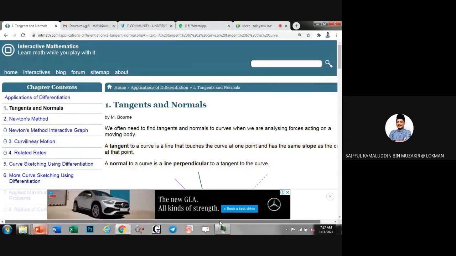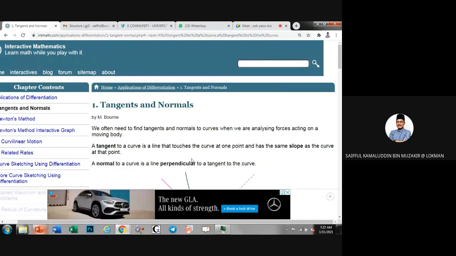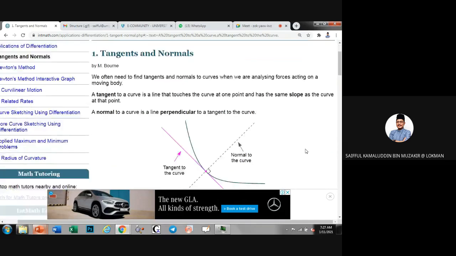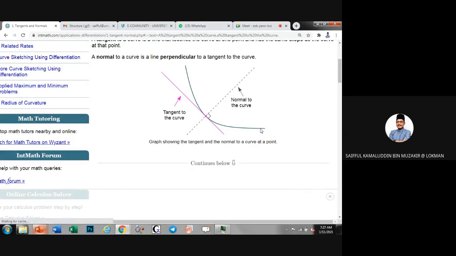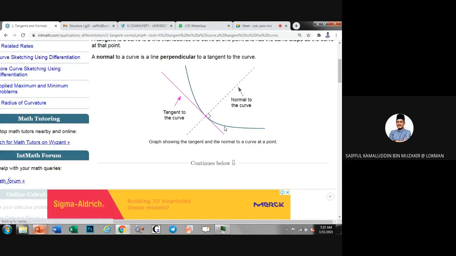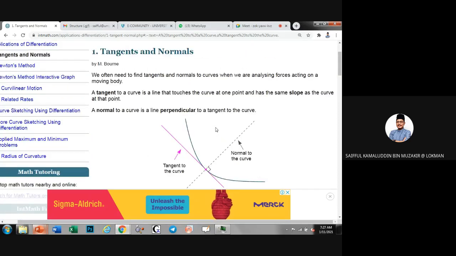What does it mean by tangent? We have the tendency to confuse tangent with normal, but a tangent to a curve is a line that touches the curve at one point and has the same slope as the curve at that point. So if this is the curve, the tangent at any point of the curve, for example this point, has the same slope as the curve. For example, like this. This one is tangent to this line.